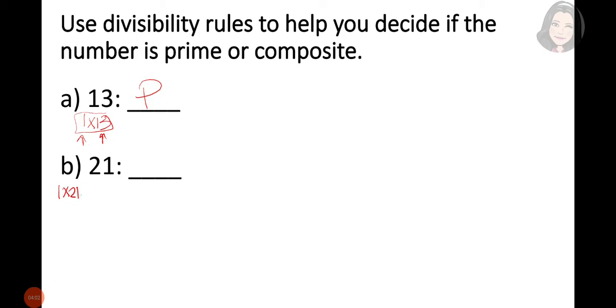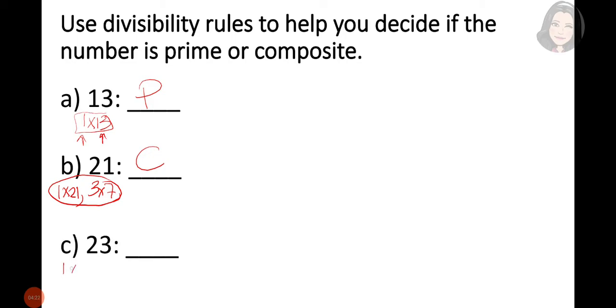Let's move on to 21. I have 1 times 21. And it's not divisible by 2, but it is divisible by 3. 2 plus 1 is a 3. So 3 times 7 is a 21. Now, I can stop here, and this number has more than two factors, so it's definitely composite.